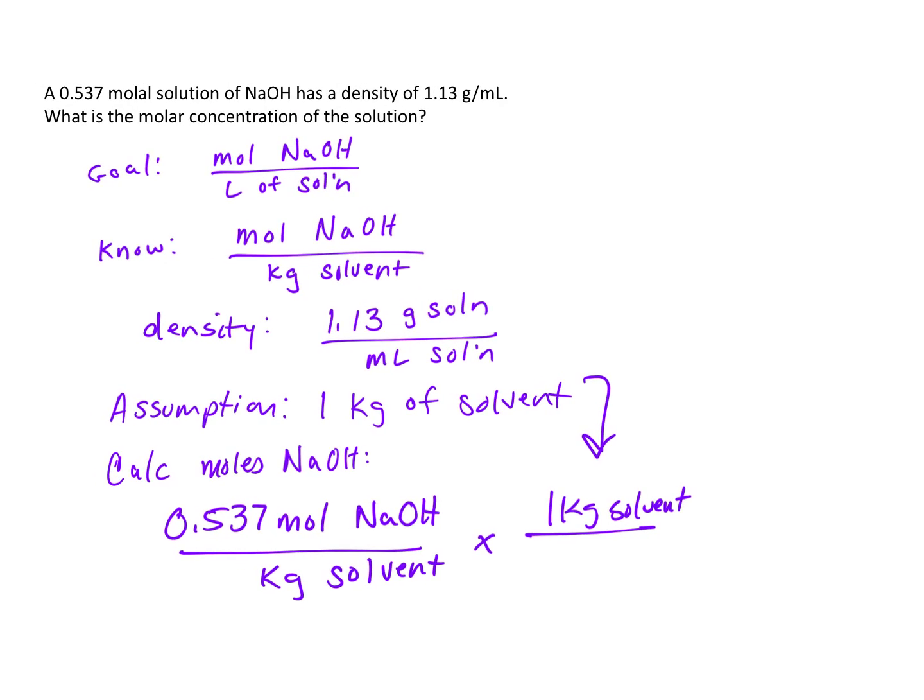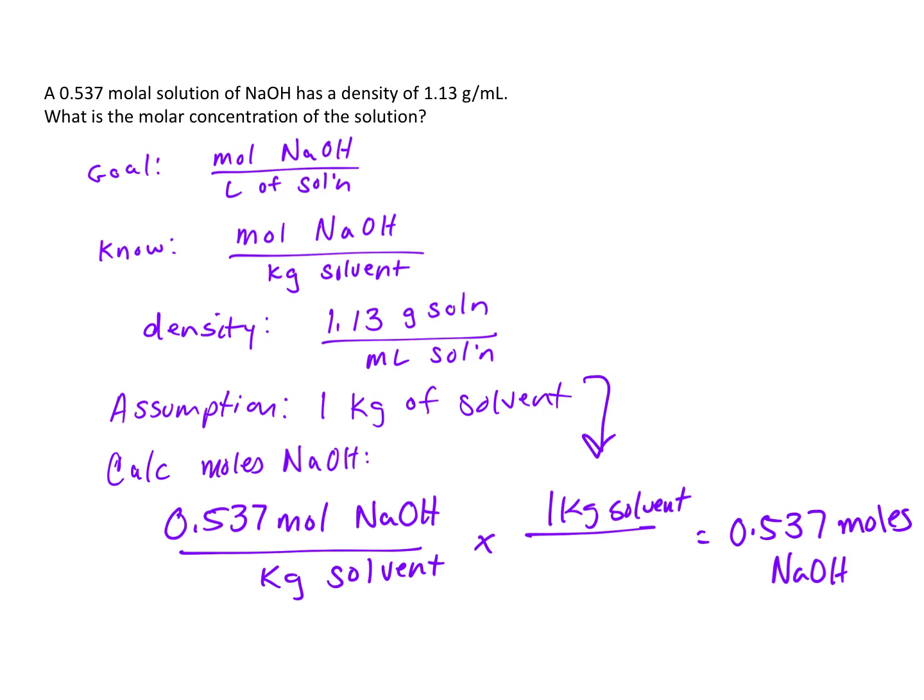And so we end up with 0.537 moles of sodium hydroxide. That assumption allows us to figure out the volume as well, because now we have a mass for that solvent. But again, density is mass of solution per volume of solution.